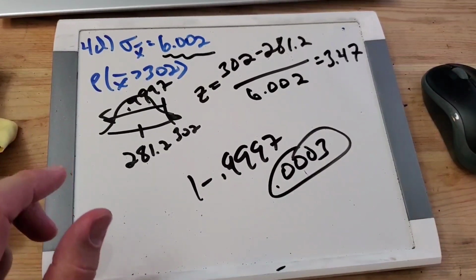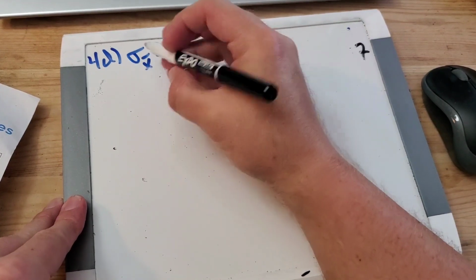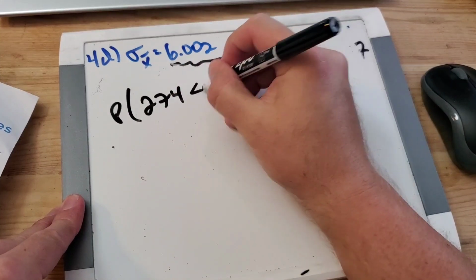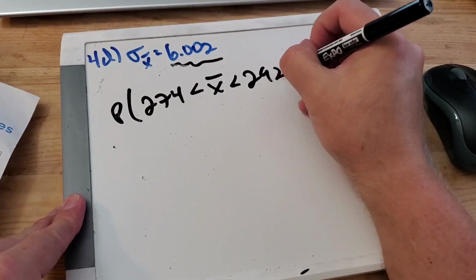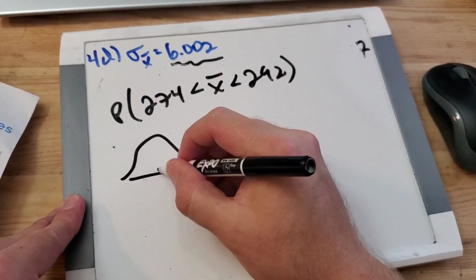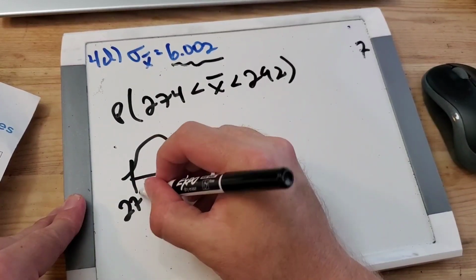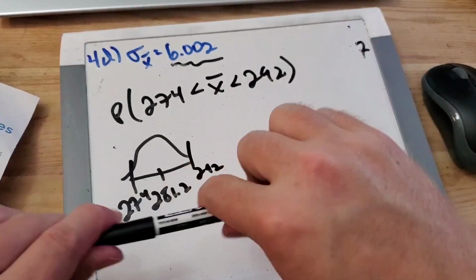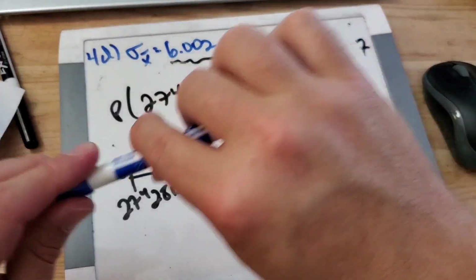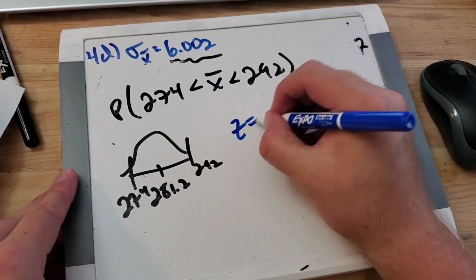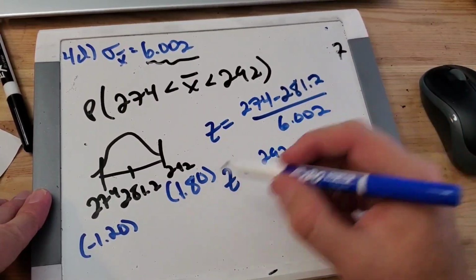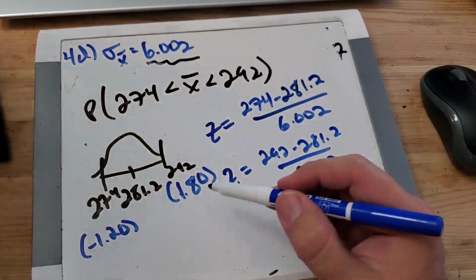Okay, a little more magic. Now I want the probability for part 2. I want the probability that the sample mean is between 274 and 292. So I've got to make both of these into z-scores. Just to cut to the chase, the z-scores for those two values are negative 1.2 and 1.8.